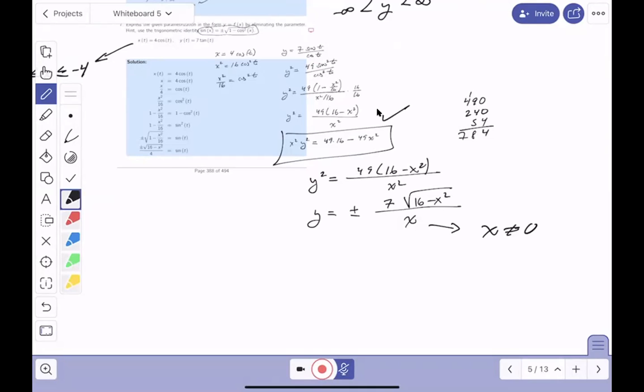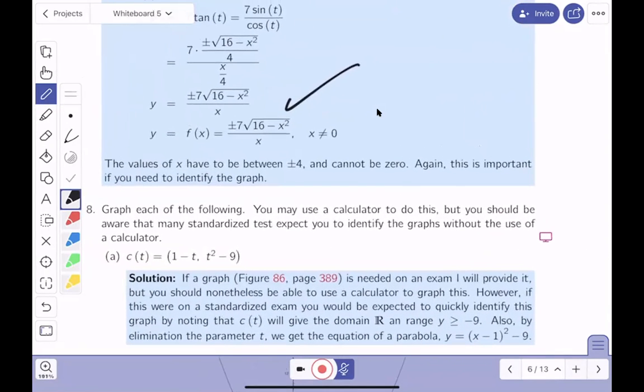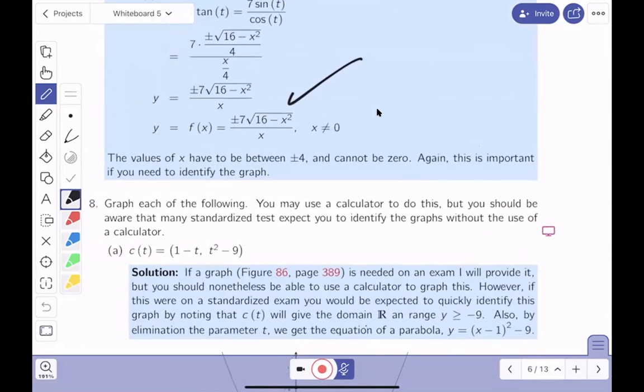All right, but anyway, let's go back over. And again, it said the value of x has to be between plus or minus 4. This is stated and cannot be 0. I'm just reading my notes. Again, this is important if you need to identify the graph. What I mean by that is in a standardized exam. We'll talk about graphing more later.